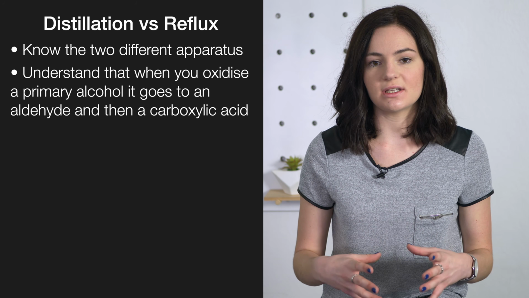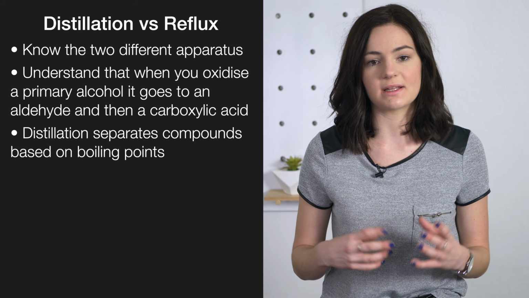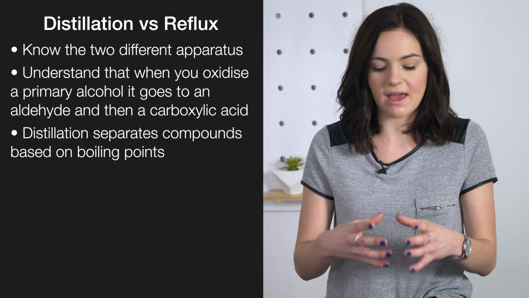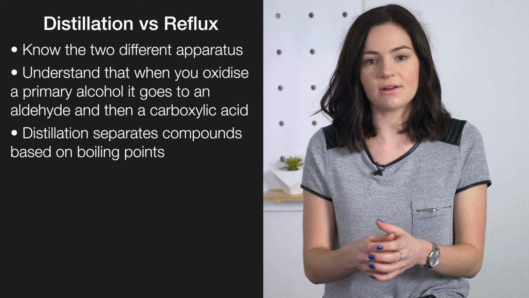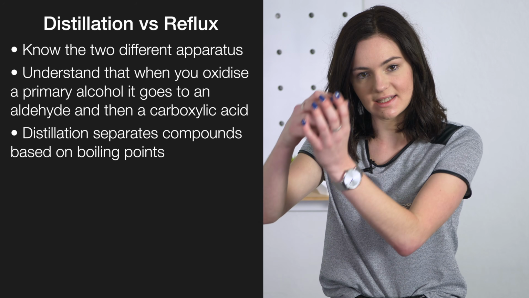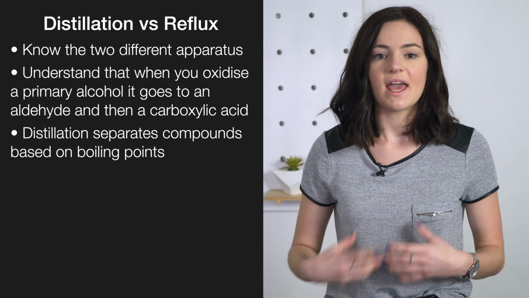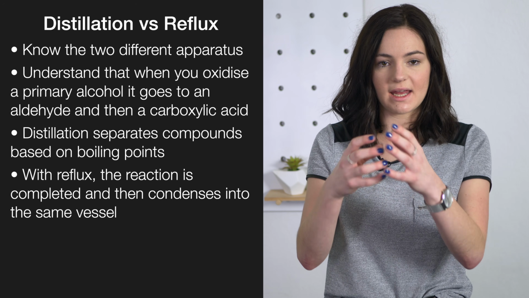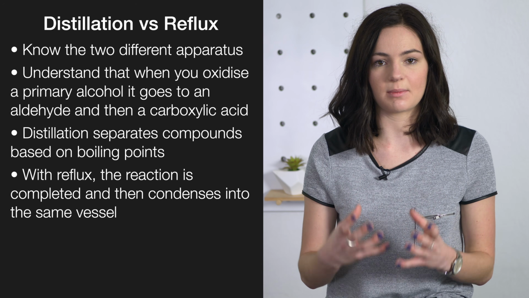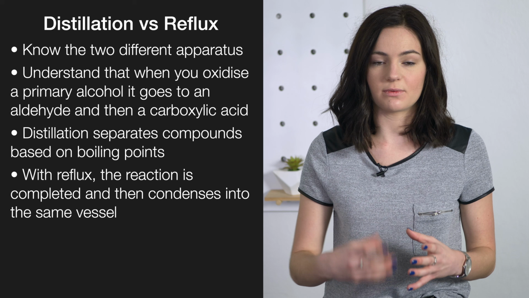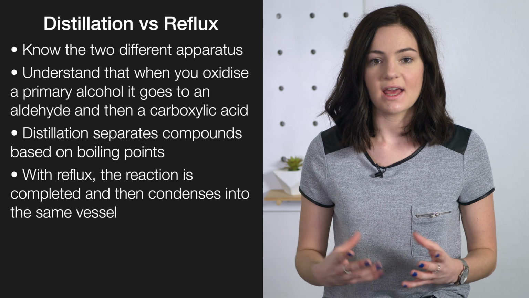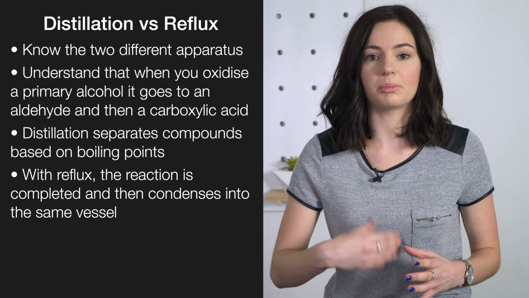In distillation, you're going to be separating different compounds based on boiling points. So when we have alcohol and we react it, the aldehyde evaporates and it's then condensed out into a separate vessel, so you're able to separate that aldehyde. In reflux, you evaporate it and it's condensed back down into the same vessel. So then the aldehyde reacts again into a carboxylic acid. This way you're able to react the alcohol completely into a carboxylic acid.